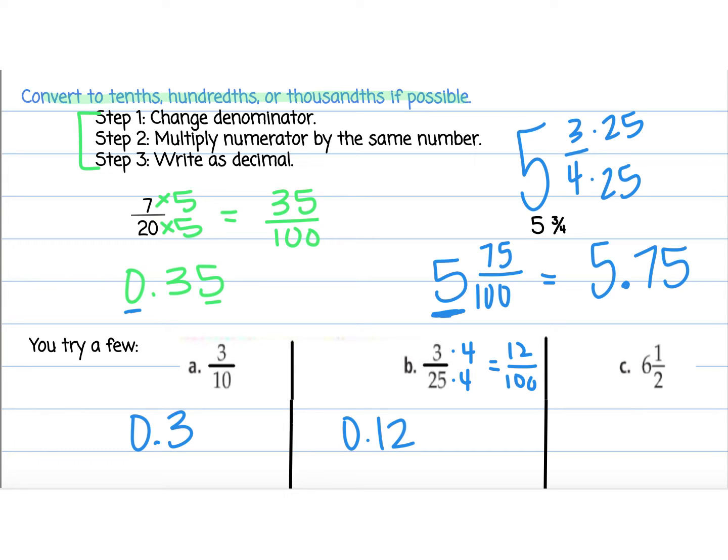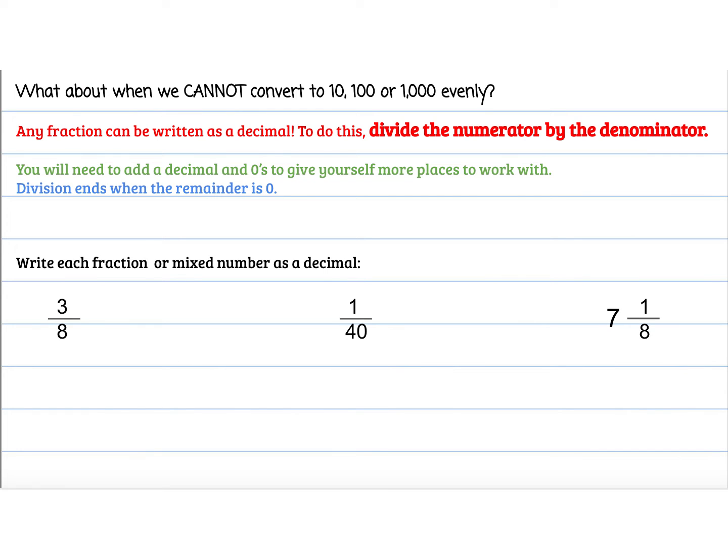6 and 1/2, I know I can multiply by 5 to get to 10. So my new mixed number would be 6 and 5 over 10. Writing that as a decimal, 6 in the ones place and a 5 in the tenths place. Okay, so pause and write this part down at the top.